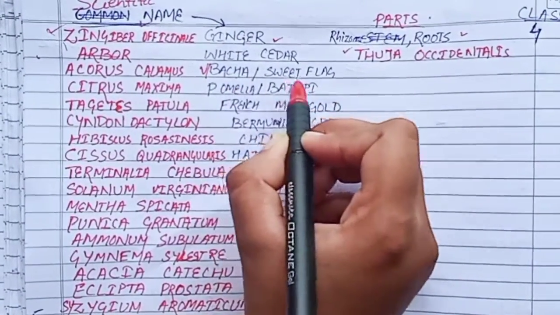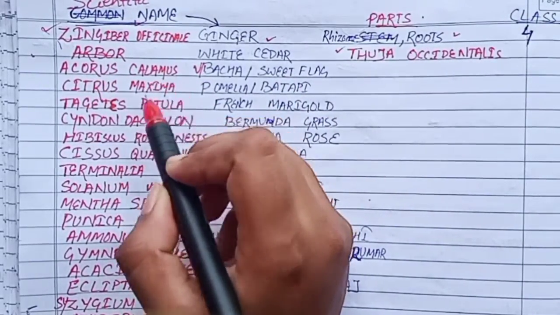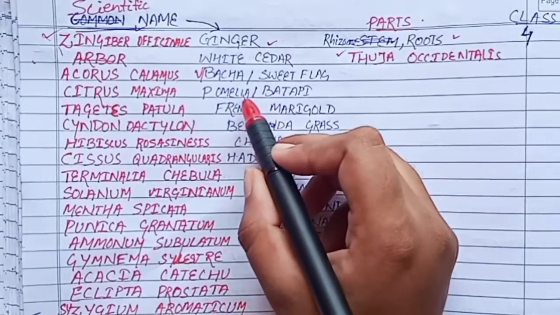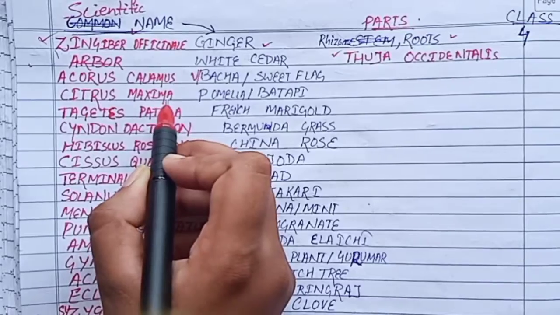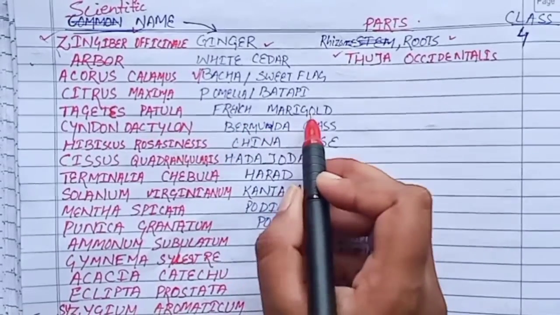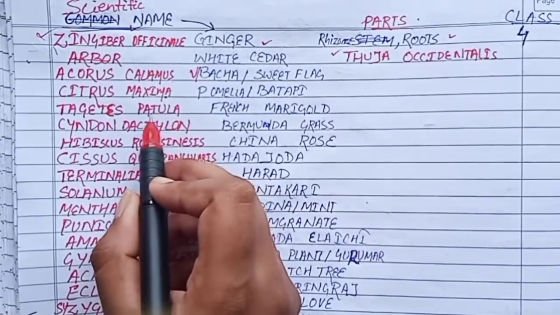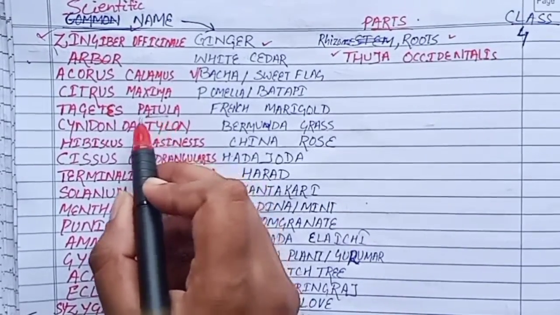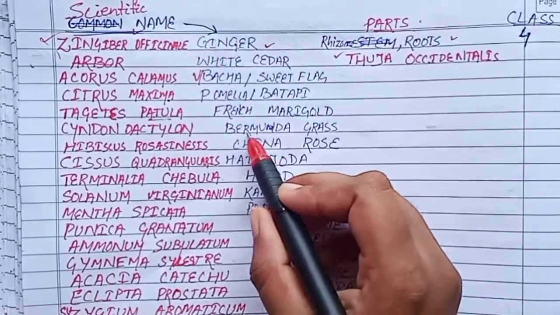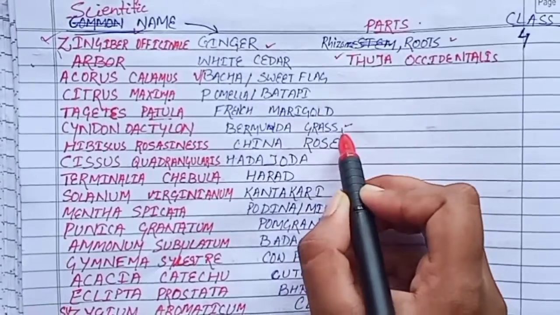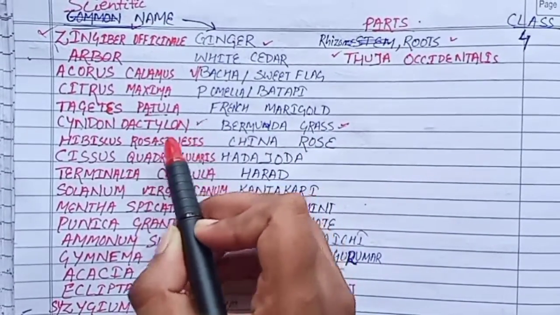Then bacha or sweet flag, whose scientific name is Acorus calamus. Then pomelo or batapi, whose scientific name is Citrus maxima. Then French marigold, whose scientific name is Tagetes patula, or patula, you can spell it either way. Then Bermuda grass, which is known as Cynodon dactylon.